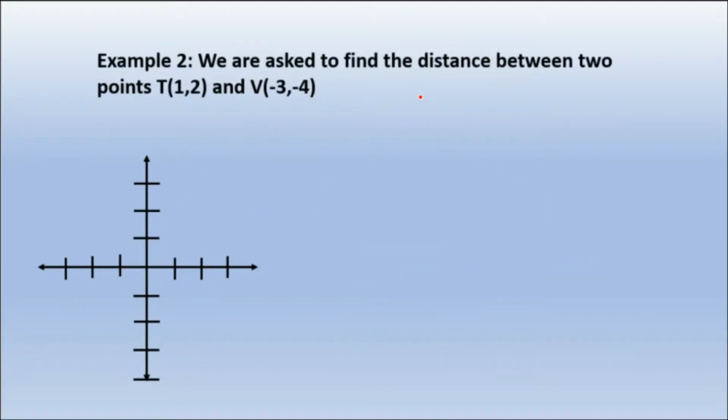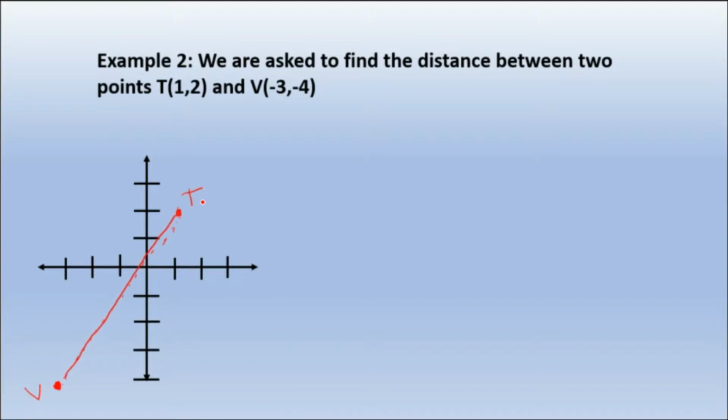Alright, so for our next example, we have points T and V. Point T, let's plot that one first. We have it at (1, 2), so that's over 1, up 2. And point V is over 3 to the left and down 4. Okay, let's draw a diagonal line here. Get it as straight as it can.